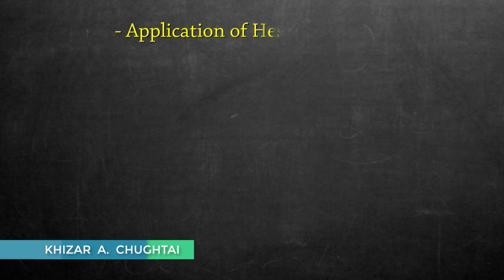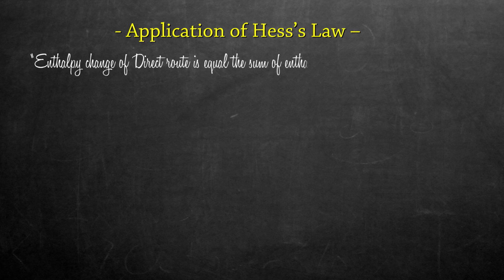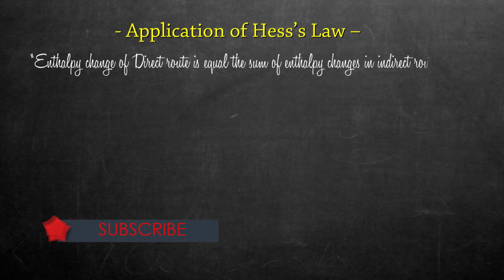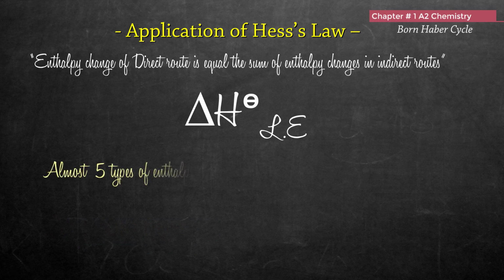Haber cycle is the application of Hess's law. Enthalpy change of the direct route is equal to the sum of enthalpy changes in indirect routes. Haber cycle is basically drawn to find the value of enthalpy of lattice energy. Almost 5 types of enthalpies are involved in the construction of Haber cycle.